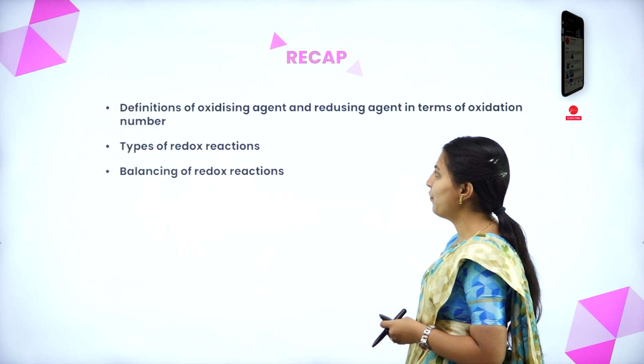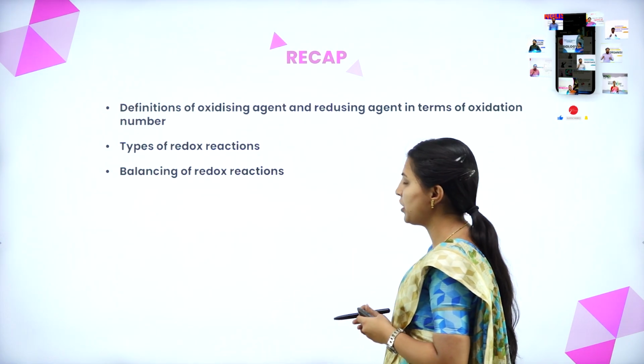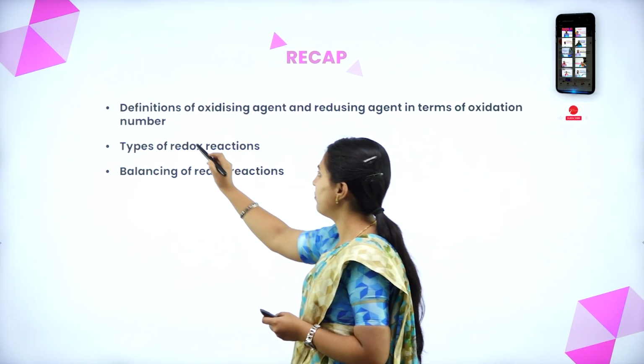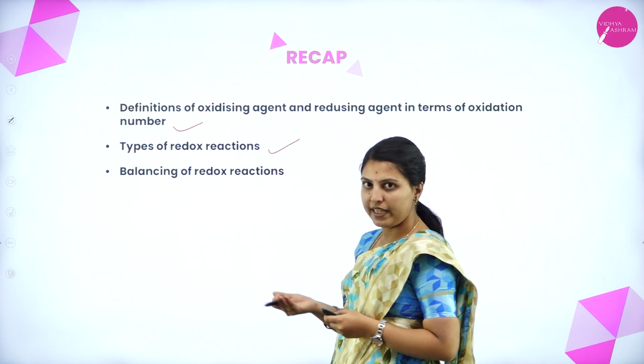Today I am going to start session 4 from the chapter Redox Reaction. In the last class, we discussed the definitions of oxidizing agent and reducing agent in terms of oxidation number, and types of redox reactions with their examples.